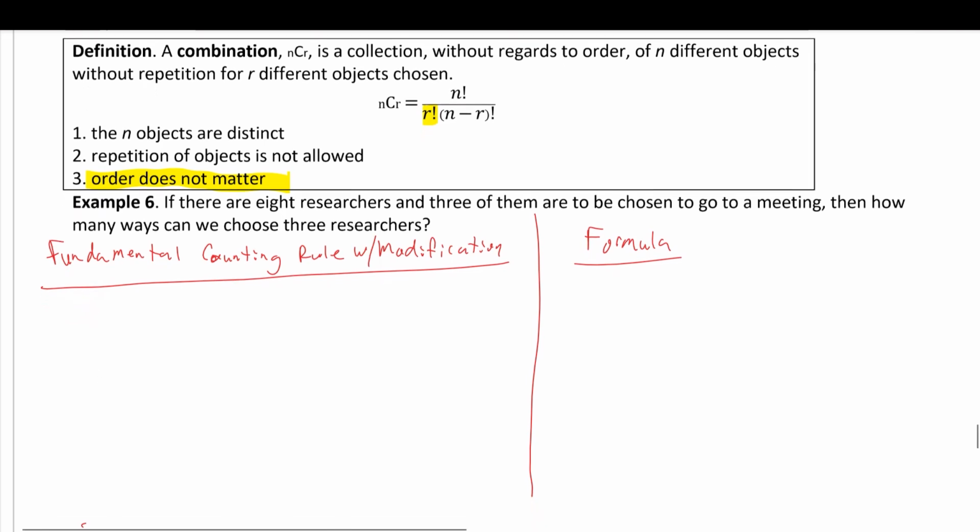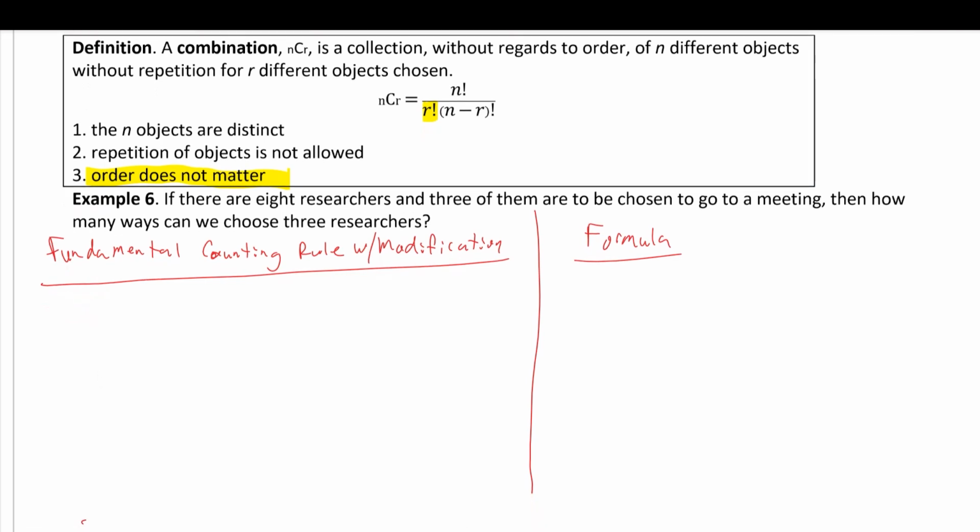All right, so let's read this example. It says, if there are 8 researchers and 3 of them are to be chosen to go to a meeting, then how many ways can we choose the 3 researchers? First of all, when you're dealing with these types of problems where you have a pool of choices, in this case 8 researchers, and we can only choose some of them, in this case just 3, and they're asking how many ways can these 3 be chosen, we have to ask ourselves, does order matter?